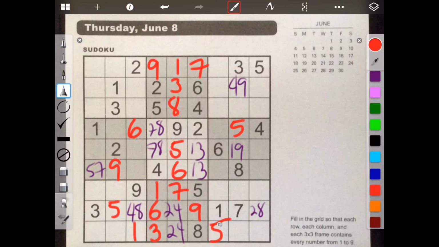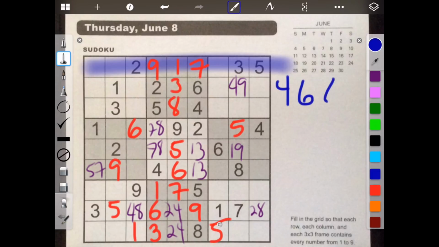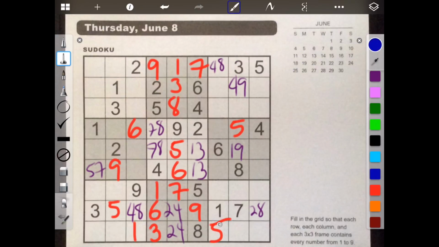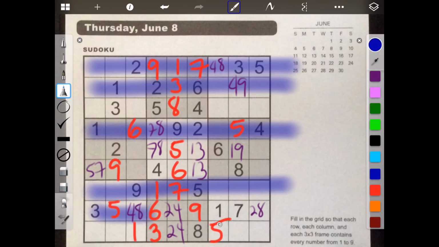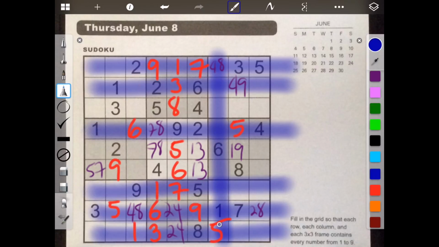Okay, so let's do this row. Now that we've cleared up a few more things in there, we need 1, 2, 3, we need 4, 5, we need 6, 8, 9. Nope, we got 9. We need 4, 6, and 8. Well, a 6 is already here, so that's 4 and 8. Okay, so one is done for here and here. Here, here. So the bottom row is done.